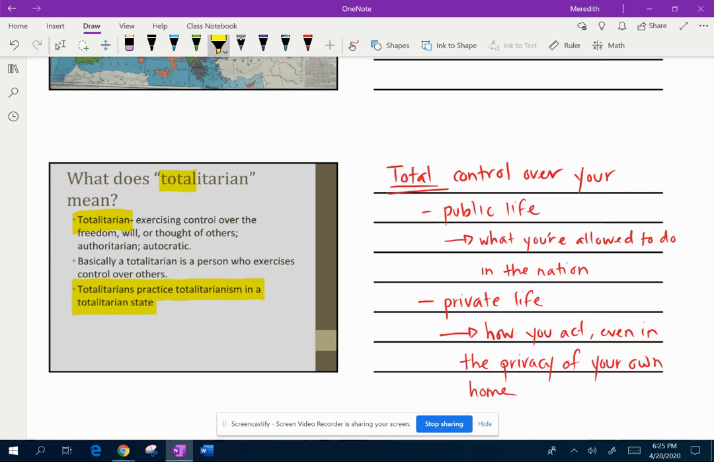When we're looking at totalitarian, they take total control over both your public and your private life. Public life is what you're allowed to do in the nation. It's what the government or the person in charge says you're allowed to do. And then they also take control of your private life because at the end of the day, you don't know who's a spy. You don't know who's who. So it really does control how you act, even in the privacy of your own home.